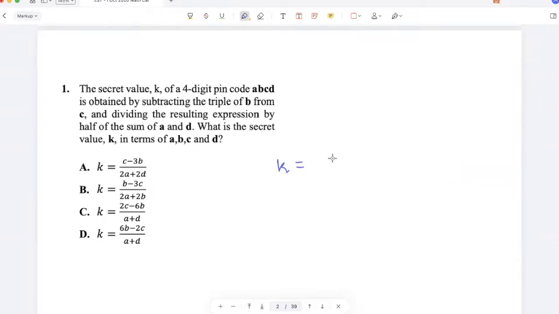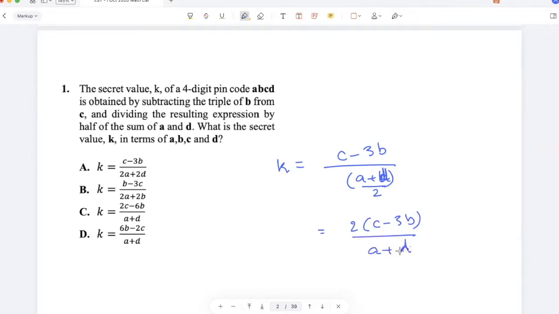So K is subtracting the triple of B from C, so C minus 3B, and that divided by A plus D by 2, half the sum of A and D. So that becomes 2 times C minus 3B divided by A plus D. So that's 2C minus 6B divided by A plus D, option C.